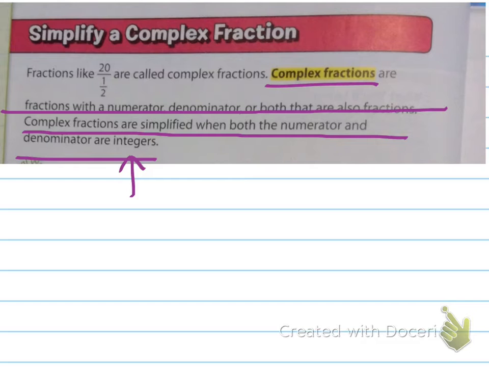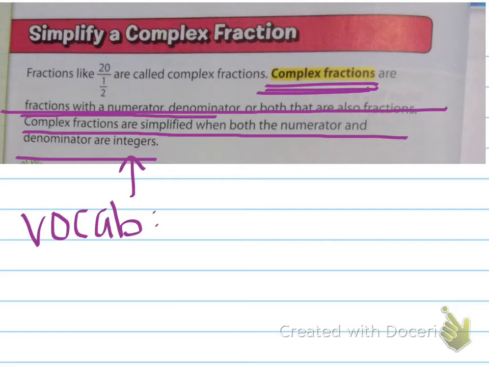Alright, so here's our vocab. So go ahead and write vocab. And then I'd like for you to copy down the vocab for complex fractions. So it says simplify complex fractions. Fractions like 20 over 1/2 are called complex fractions. Complex fractions are fractions with a numerator and denominator, or both, that are also fractions. And so you could then do an example and say an example would be 20 over 1/2.